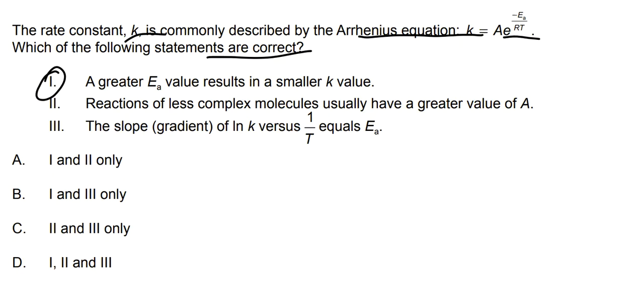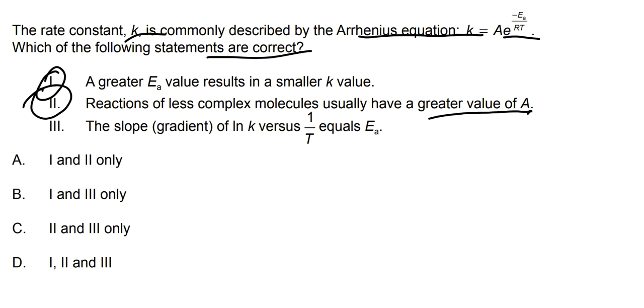That's correct. Reactions of less complex molecules usually have a greater value of A. I believe in the Arrhenius equation, the A value has to do with the rate of collisions being successful, having the right geometry and some of that. So I believe that this would be correct because the less complex ones would have an easier time. This is to do with the frequency of successful collisions based on geometry and activation energy. So they would have a greater value of A because the frequency would be greater.